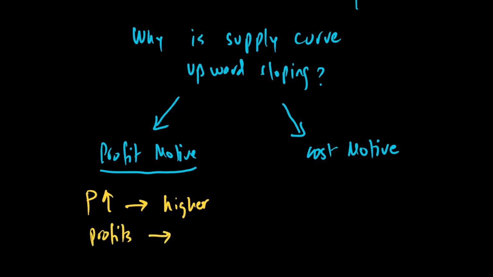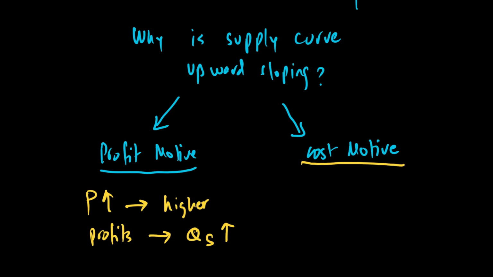which in turn would mean that the firms will be happy or more willing or more encouraged to expand their output. So the quantity supplied will go up. So higher prices can lead to higher profits, which will result in firms to produce more, and as a result of that, quantity supplied will go up. And the second reason is the cost motive.